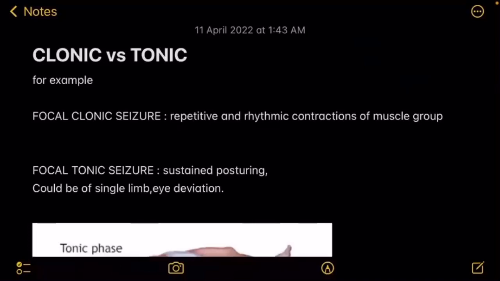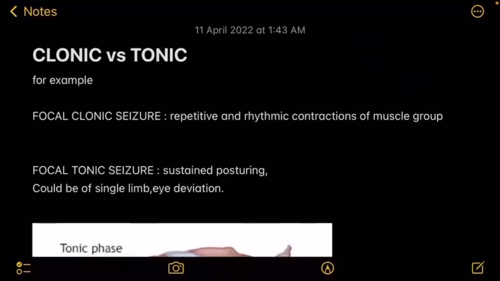And what does it mean by focal tonic seizures? When you say tonic, tonic means the tone, the tonicity of the muscle would be there. So it will show as a sustained posturing. I'm going to show you the images, so in case an image-based question comes up, it would be easy for you to figure out which one it is, a tonic or a clonic one. In a focal tonic seizure, the tonicity could be in a single limb, and it may be eye deviation. It can be anything, but the posturing is there. The one word you need to remember to differentiate between these two things is sustained posturing.